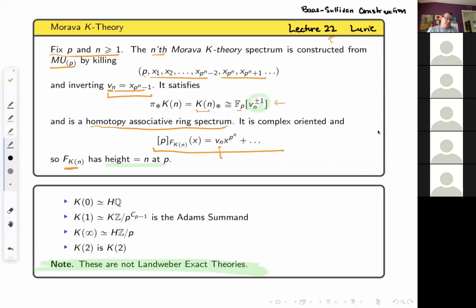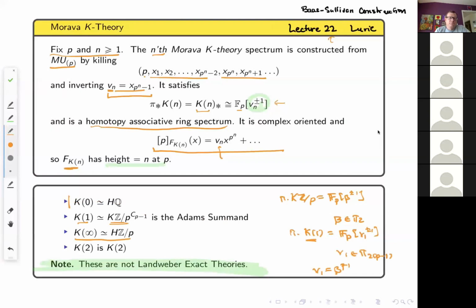So for example, K(0) is rational cohomology. K(1) is really closely related to KZ/p. So pi star KZ/p can't quite be what I just described, right? Because that's F_p[beta^±1], where beta is in pi 2, okay? And pi star of K(1) is F_p[v_1^±1], where v_1 is in pi 2(p-1). Okay, but you can think of v_1 as beta to the p-1, okay? So this guy, K(1), is a summand in mod p K-theory, and it's called the Adams summand, okay?